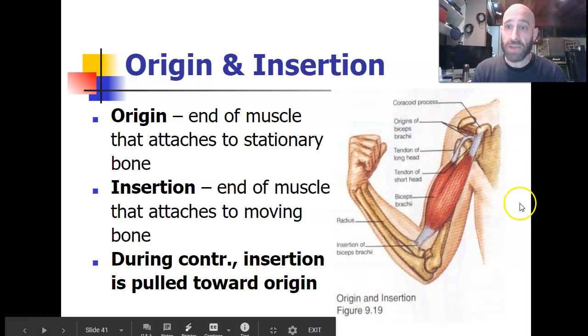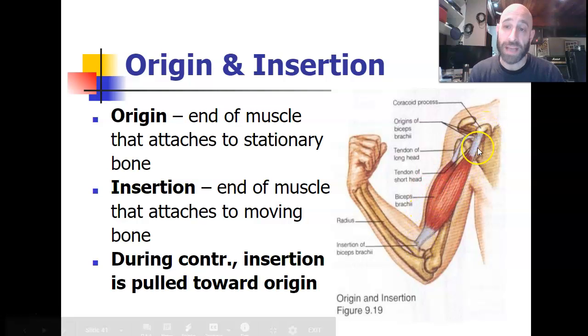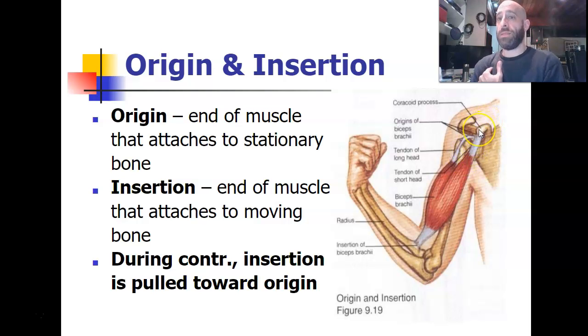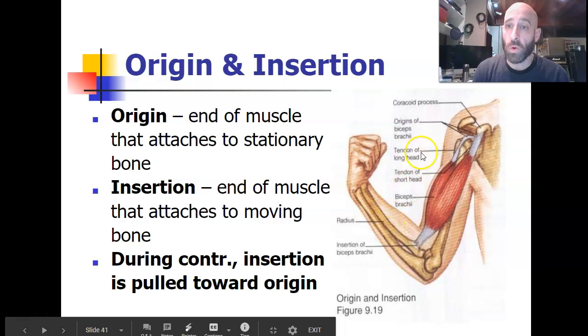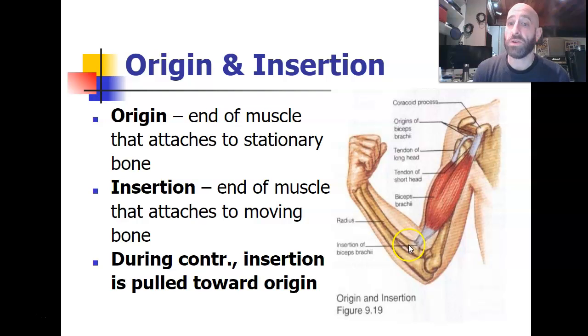So if you look at this diagram here, you can see this is the bicep muscle. So the bicep muscle actually attaches in three places because there's two heads to the bicep. But the origin is the part that is not moving. So the origin is going to be this coracoid process, which is right here, right in the middle, kind of below your clavicle. And then the insertion is going to be on your actual radius bone down here. So when that muscle contracts, the radius moves towards the shoulder. The origin stays in place and the insertion moves.